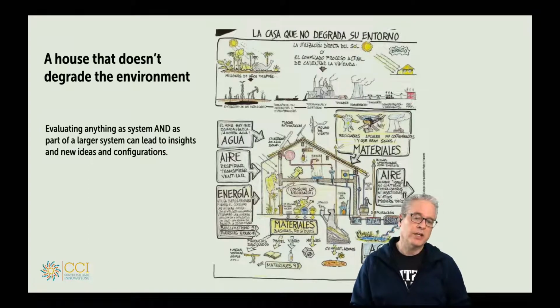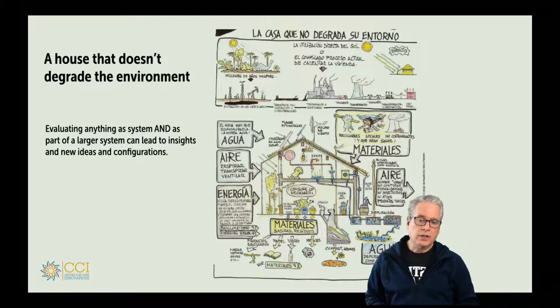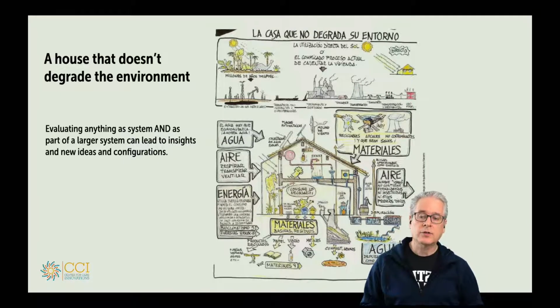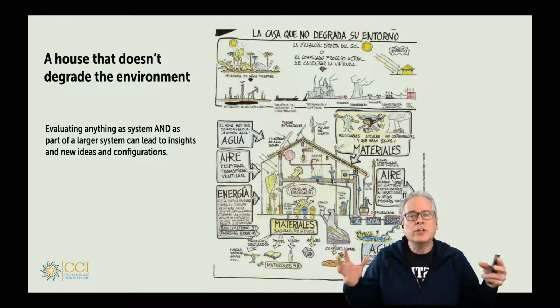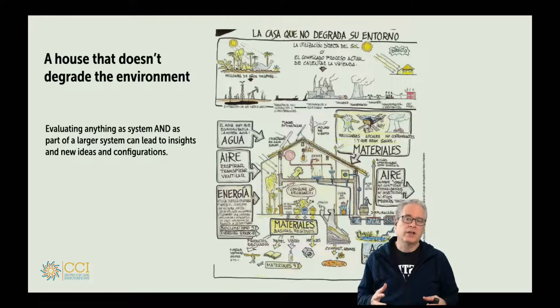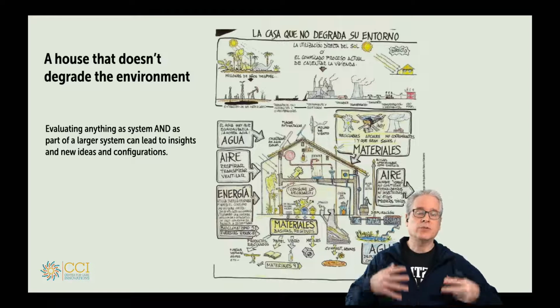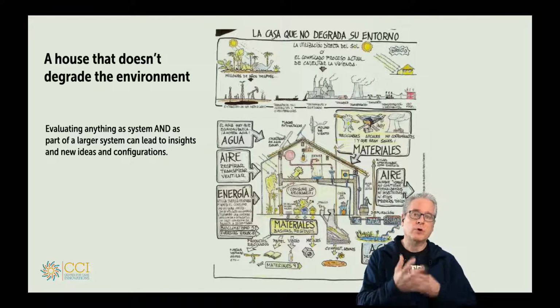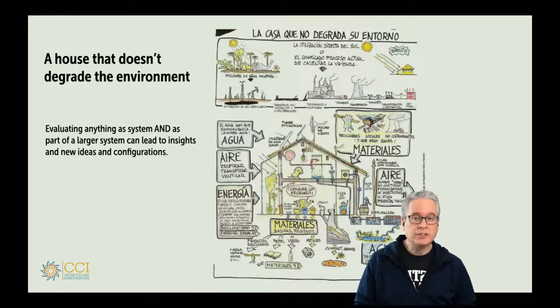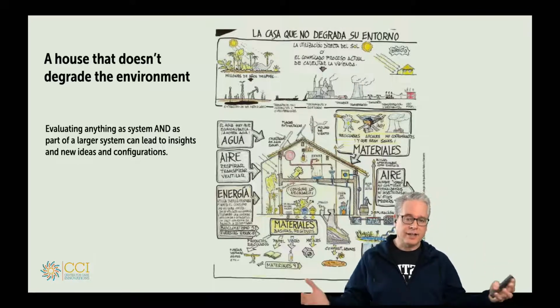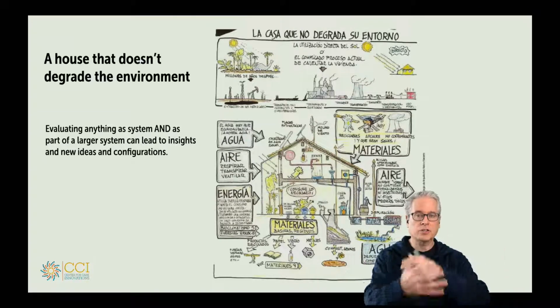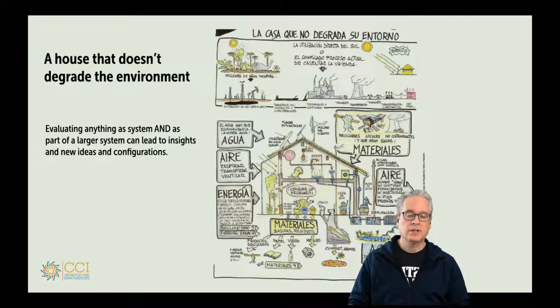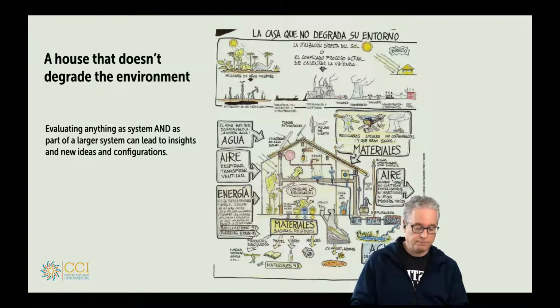And here's somebody looking at la casa que no degrada su entorno. So a house that doesn't degrade the environment. If you look at your place where you live as a system interacting with the environment, there's lots of things you can do to create a more beneficial relationship between your house and the environment, and making sure that you're more resilient and sustainable in your own living, right?